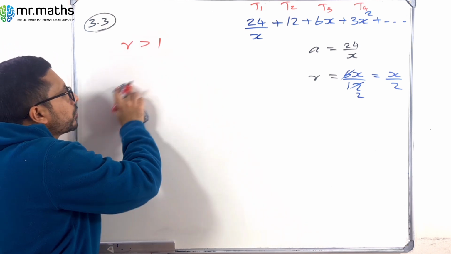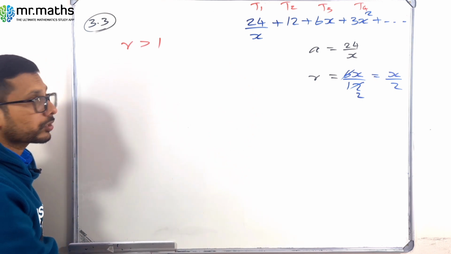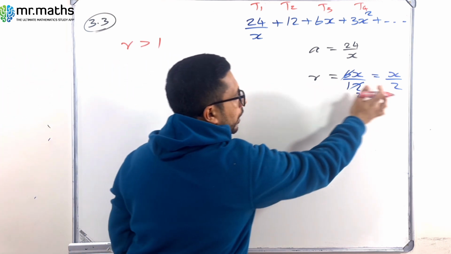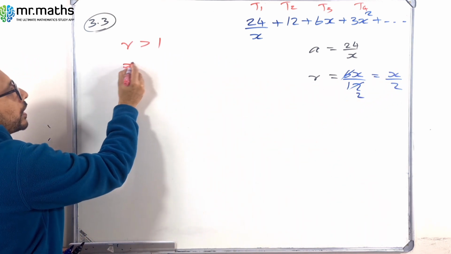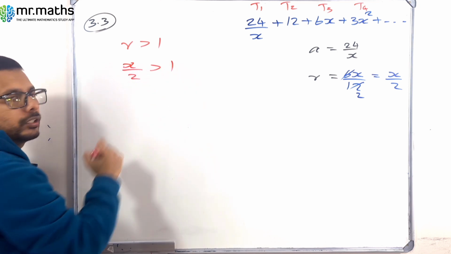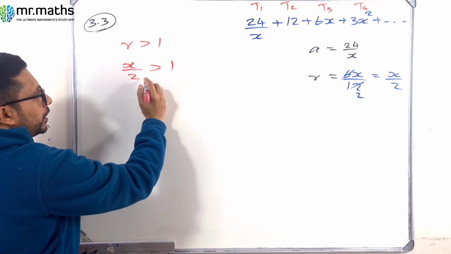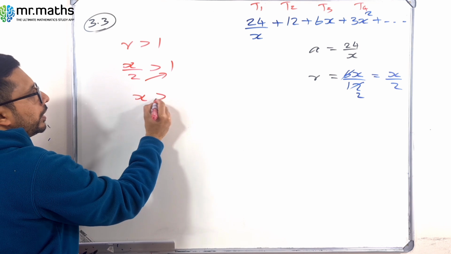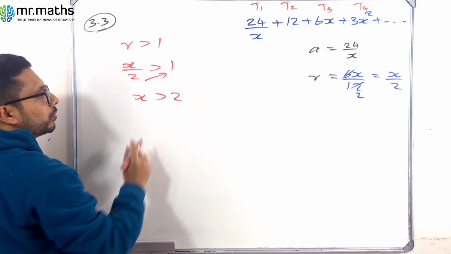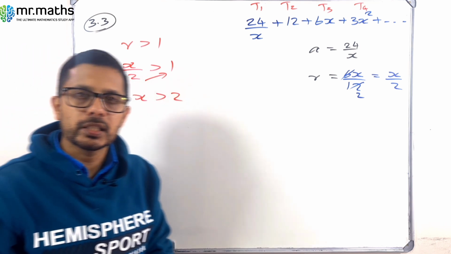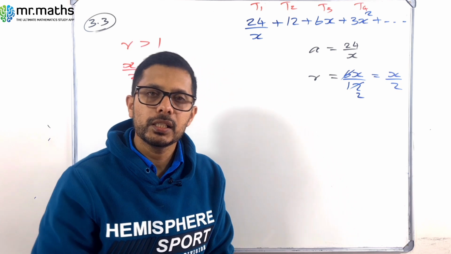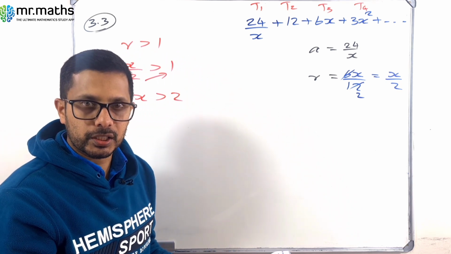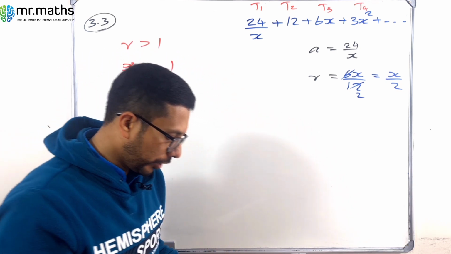So in our question, what is the value of R? R is x over 2. So x over 2 is greater than 1. So cross multiply this one. So x is greater than 2 times 1, that is 2. So it means that when x is greater than 2, that series is increasing. Do you understand? Okay, so that is question number 3.3.